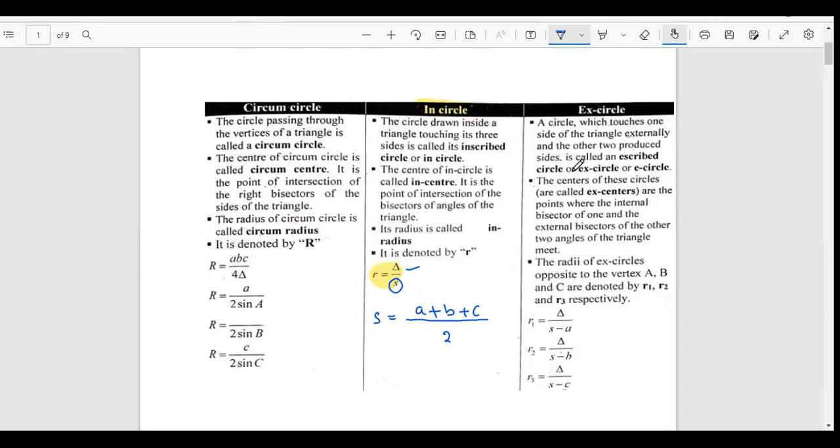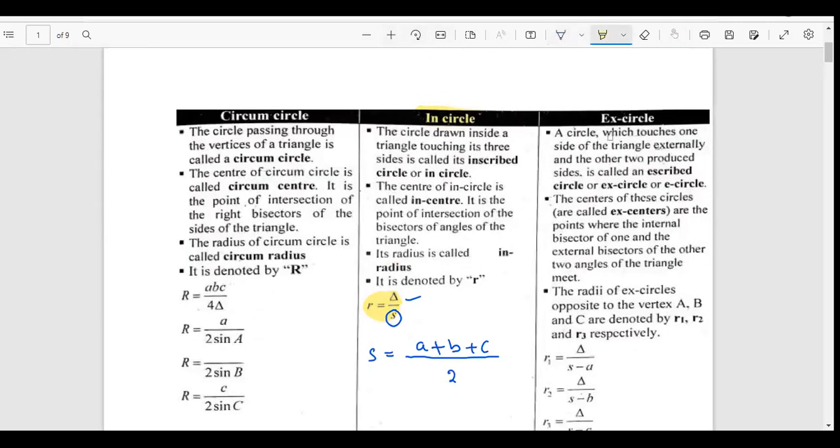Again, the centers of these circles are the points where the internal bisector of one and the external bisectors of the other two angles of the triangle meet. I'll explain this properly. What is written here? The centers of these circles: the centers of the circles are the points where the internal bisector of one and the external bisector of the other two angles of the triangle meet.